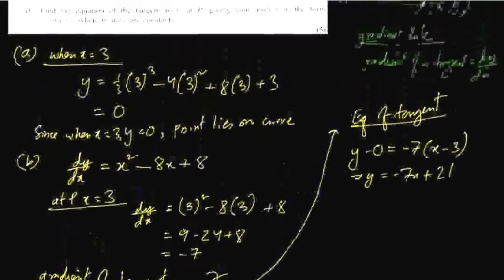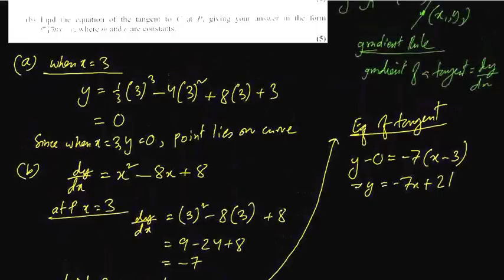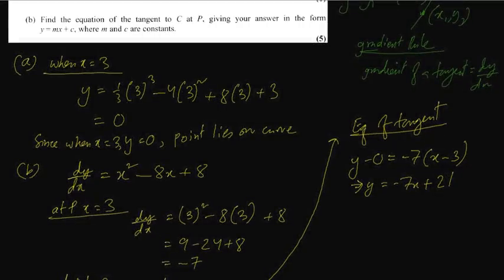Now, did they ask us to write the answer in a format? Yes, y equals minus 7x plus 21. Always check the format. The format is very, very important. So now that this is done, we have to find the equation of a tangent.